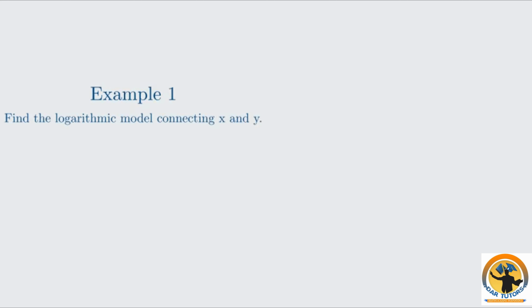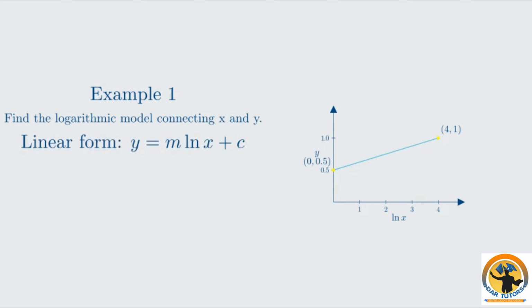Suppose a graph of y against the natural logarithm of x is linear, and we are given 2 points on this line. The graph shows a line passing through the points (0, 0.5) and (4, 1). Remember, the horizontal axis is ln x. Because the graph is linear, we know we can find a simple linear equation to connect y and ln x. This equation is of the form y equals m times ln x plus c, where m is the gradient and c is the y-intercept. First, the gradient.